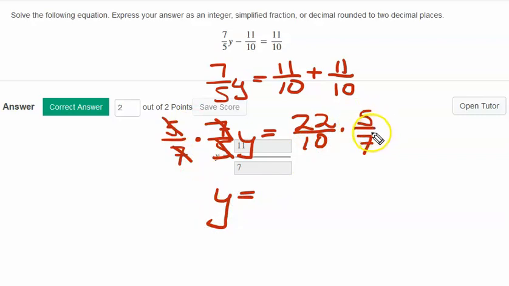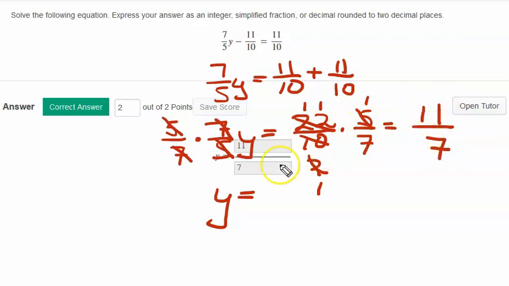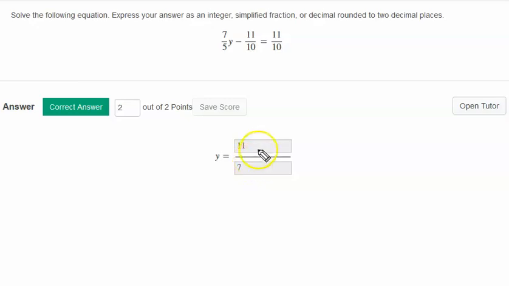And here we can do some canceling out also. 5 goes into 5 once, 5 goes into 10 twice, 2 goes into 2 once, 2 goes into 22 11 times. So you end up now with the improper fraction 11/7, which is, if you can see it there, the actual answer. Let me erase it so you can see it. 11/7. That was one way to do it.